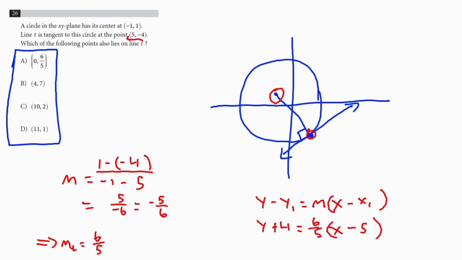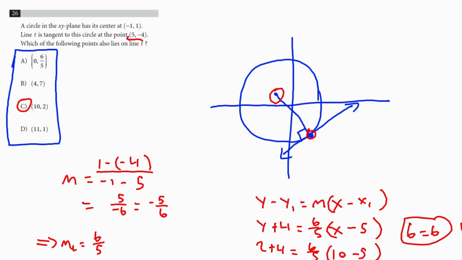So I'm doing it mentally right now, and I can tell the answer is going to be C. That's because if I plug in a 2 for y, so that'll be 2 plus 4 equals 6/5 times 10 minus 5, and then I work that out, that'll be 6 equals 6/5 times 5, 5's cancel, and then 6 is going to be equal to 6. That checks out, and that's how we know that that is our answer.